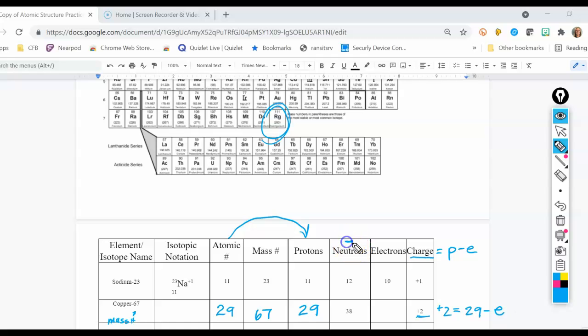Remember, electrons have a negative charge and protons have a positive charge. So that means, to make this work, I must have 27 electrons. And so my electrons go in right there.